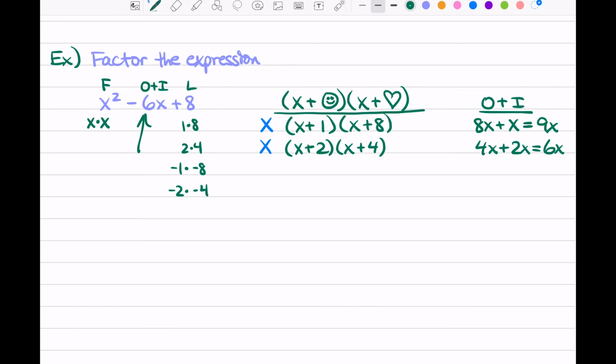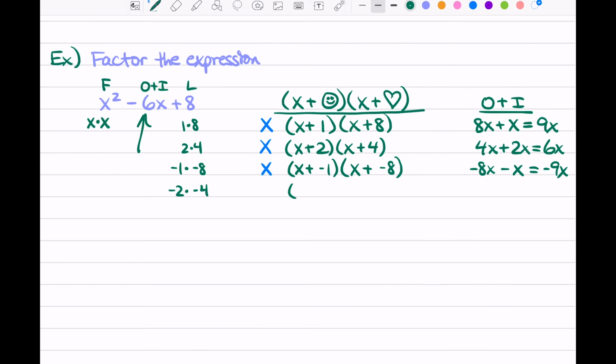All right, going to our next option. So we'll have x plus -1 for the smiley face, and then x plus -8 for our heart. O plus I will have -8x minus x. That equals -9x. And that is not what we want.